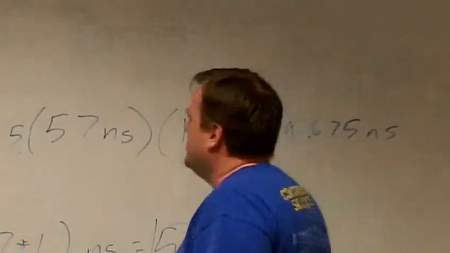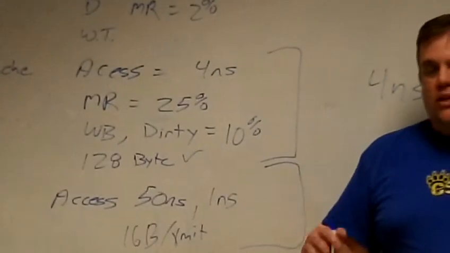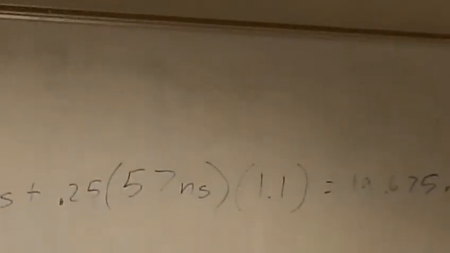So we get 19.675. That's this. We now know what this is. This aggregates everything below it. So I never have to touch anything again. I only have to deal with that number. I go to the next level up. The next level up, how do I calculate that?